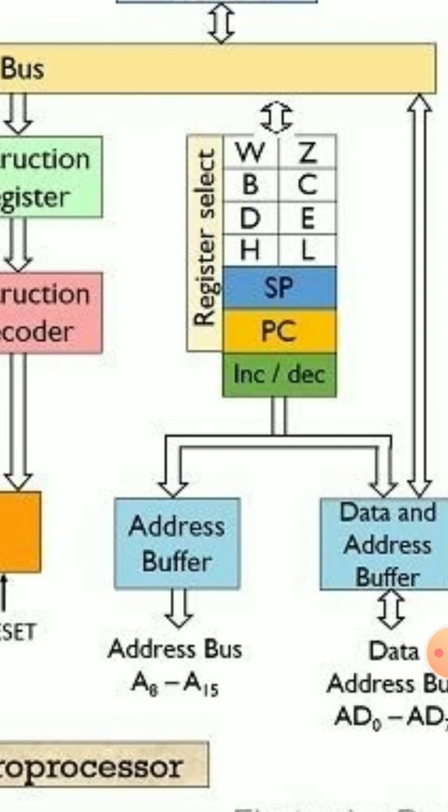And also this HL pair is the memory reference pointer. Some competitive examinations will ask which register pair is used for the memory reference pointer. The answer is the HL pair. Now let us come to the stack pointer.